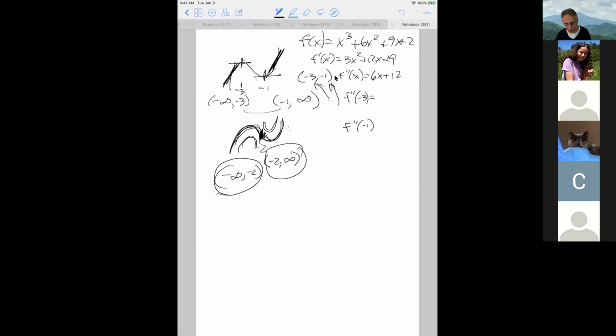You'll see that in the definition. It says f double prime of c, where c is a critical point that you determined in the first derivative set equal to 0. In this case, f double prime of -3 is -18 plus 12, which is -6. And plugging in -1, you get -6 plus 12, which gives you +6.